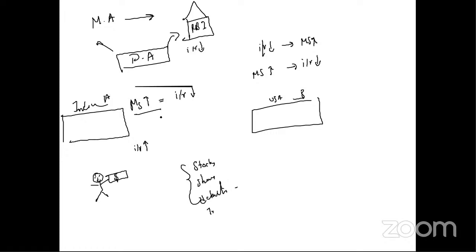What happens to the interest rate? It will fall, and this is applicable for all commodities as well as shares, bonds and debentures, everything. Money supply: for whatever reasons, if the RBI prints more notes, if the money supply in the economy has increased, then the interest rate will fall.